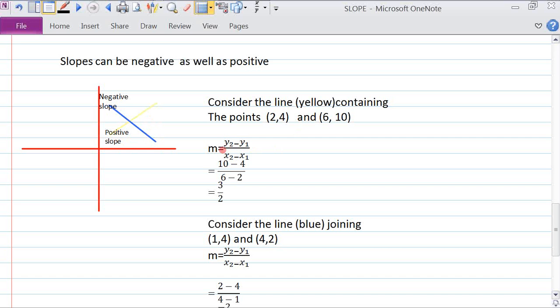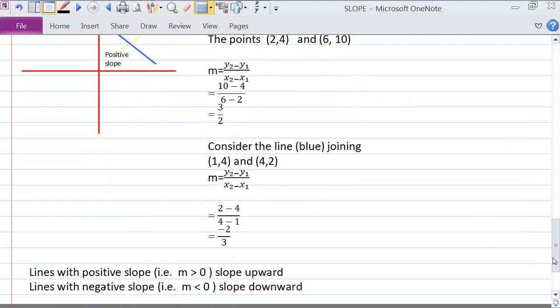So m, the slope, is the change in y over the change in x. So 10 minus 4 over 6 minus 2. Here this means the change in y. We call this y2, 10, minus y1, 4, divided by x2, 6, minus x1, 2. So here we have 10 minus 4 over 6 minus 2. This is 3 over 2, and 3 over 2 is a positive number. It's greater than 0.